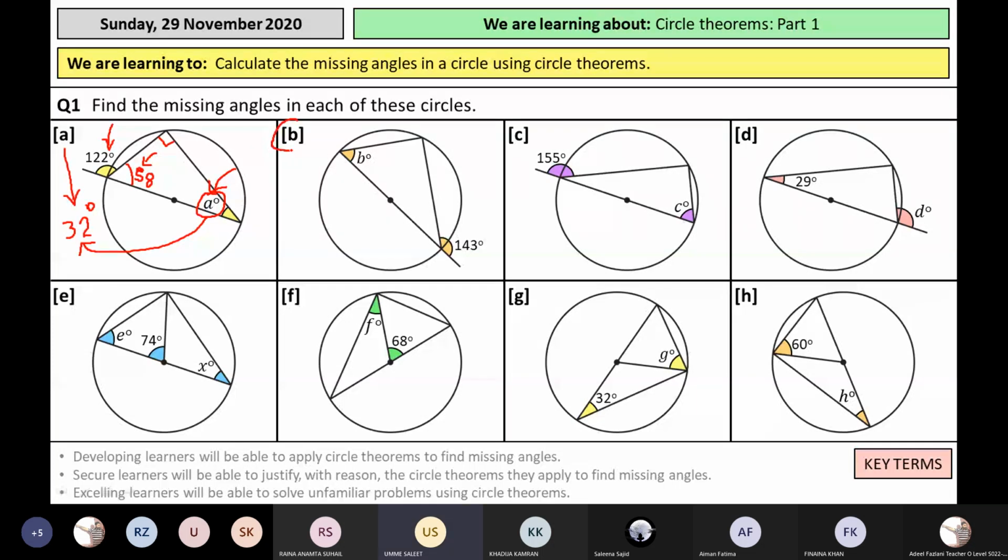Yes, sir. Okay, now you tell me what is the answer of part B. Come on. 57. Make sure your answer is 57. Everyone is getting 57? Yes. Okay. How have you done 57? Can anyone explain this quickly? It is 53. Sir, it's 53. Yeah, 53.